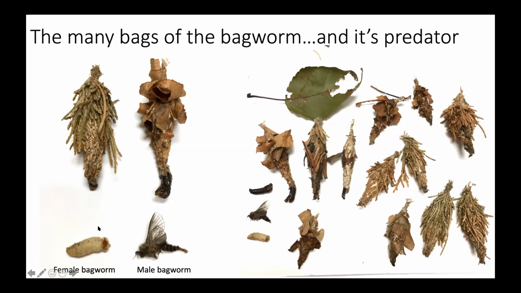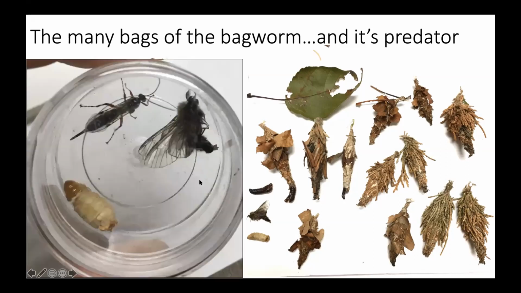I'm not really sure how to describe her, but she's made a turn for the worst. She doesn't look like a moth, and she doesn't even look like a caterpillar, but she lays hundreds of eggs and leaves them in the bag. But the cool thing about this was that this wasp actually came out of some of these bags. And so the bagworm does have a predatory wasp.